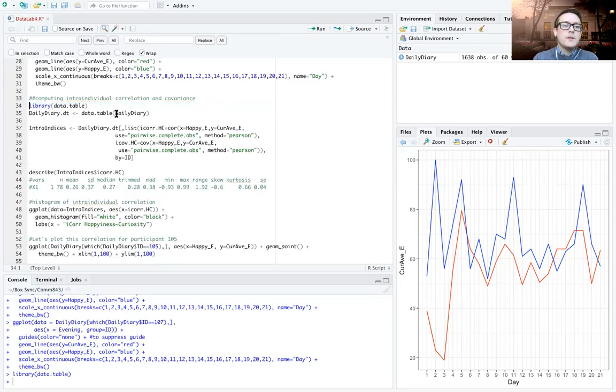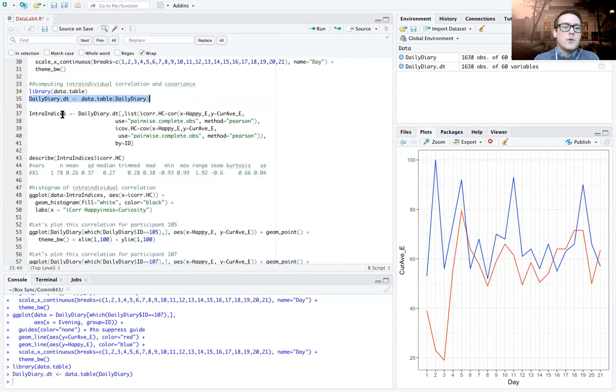OK, I'm going to convert the daily diary data set to a data table format that's just useful for the next steps. And then I'm going to create a data set called intra-individual indices. I'm just calling it intra-indices for short, so I don't have to type out that whole thing. Using this data set, and I'm going to create a variable that's called icorr.hc, so the intra-individual correlation between happiness and curiosity. And so here I'm specifying that I want happiness and curiosity as the two variables. I want a Pearson correlation between these two variables.